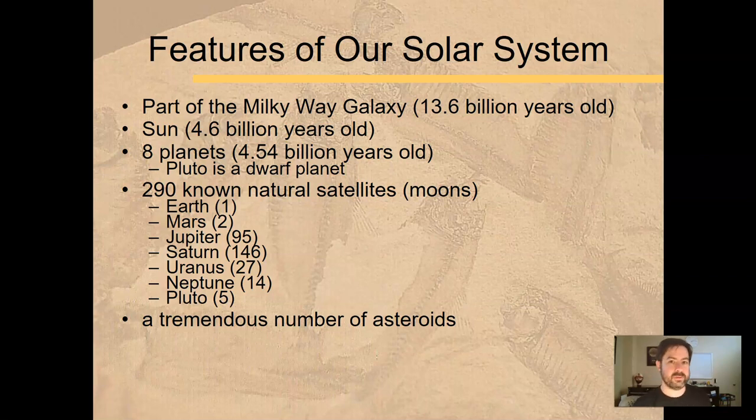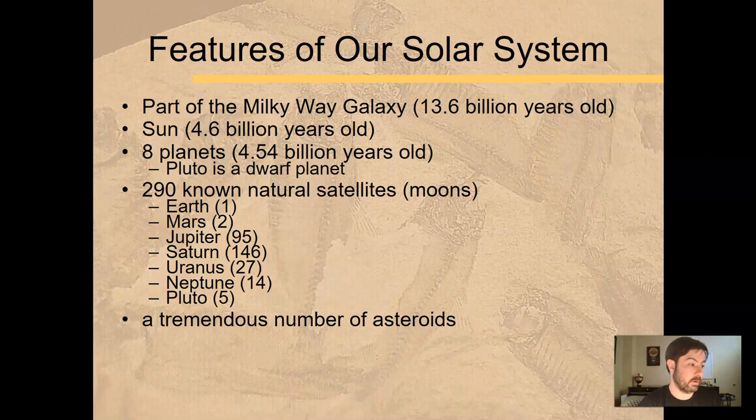Sometimes people use the word moons to mean all natural satellites. Just like an artificial satellite, a cell phone satellite or whatever, goes around the Earth, natural satellites naturally go around a planet. In this case, our natural satellite is named the moon. But Mars has 2 natural satellites, Jupiter 95, Saturn 146, Uranus 27, Neptune 14. Pluto, even though it's not a mainline planet, has 5 little natural satellites.